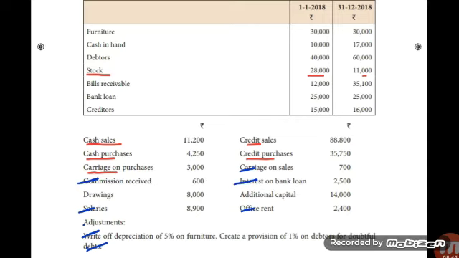Next, children, drawings is for the balance sheet. Next, salaries. Salaries is an expense, so enter on the debit side. To salaries 8,900. Next, To carriage on sales 700. To interest on bank loan 2,500. To office rent 2,400. Children, see the adjustment.